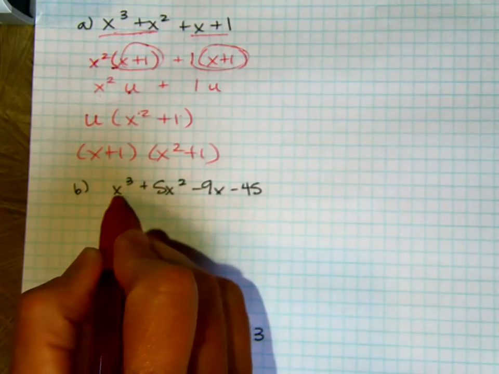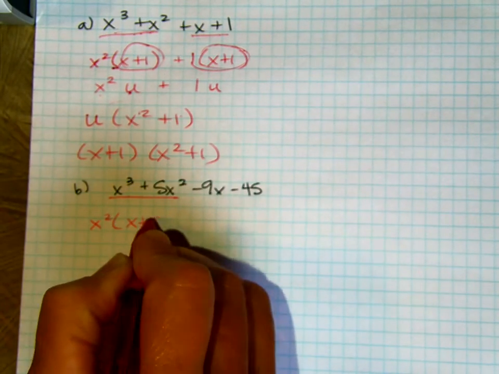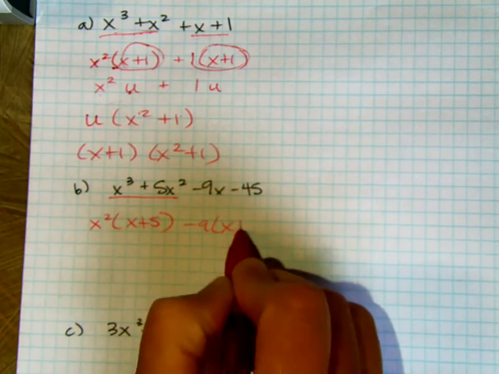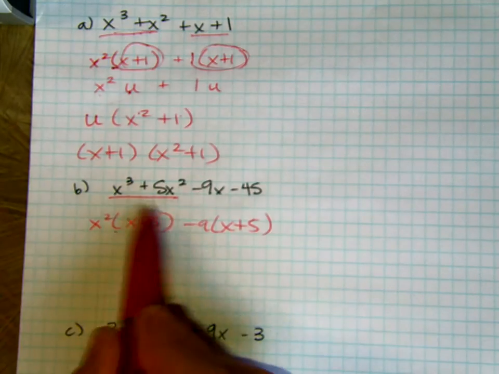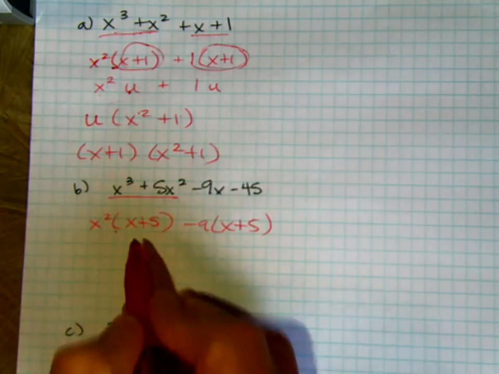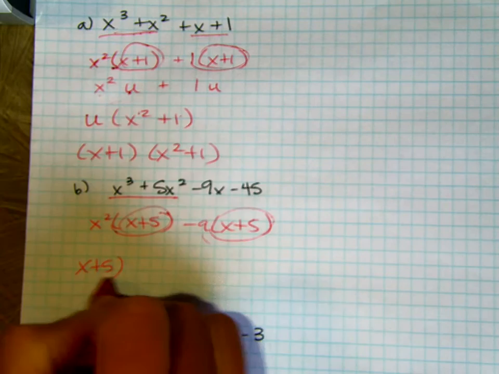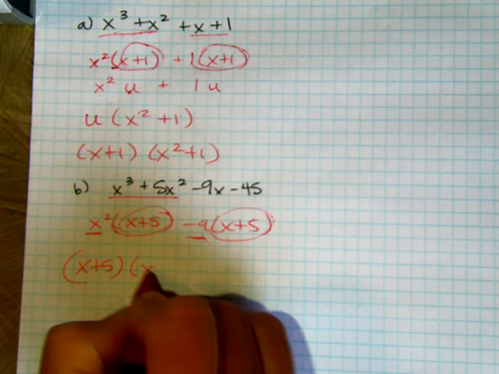So let's try that again. I'm going to take this group, who can come out, the x squared, and I get an x plus 5. And then who can come out here, a negative 9, and I get an x plus 5. So here's the thing, you know you did it right if you get a common factor. So now I can pull that common factor out. And what am I left with? An x squared minus 9.